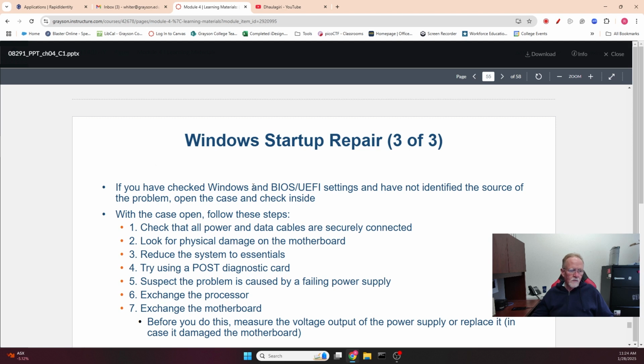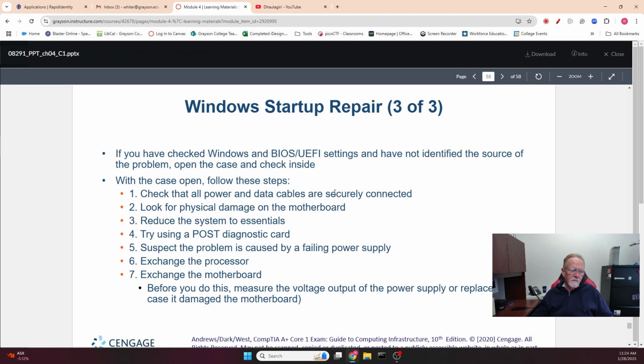If you have checked Windows and BIOS settings and still not identified the problem, then finally you've got to open the case. And for a laptop, that is the ultimate in annoyance because you have about 1,000 screws that you have to unscrew out of the back, a bezel that you have to try to pop loose without breaking on the front. There's just a lot of things that need to be done to get rid of that.